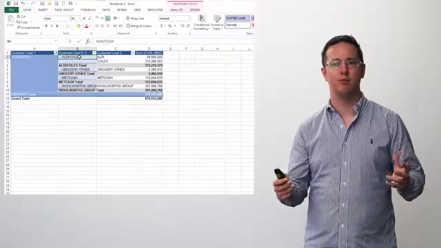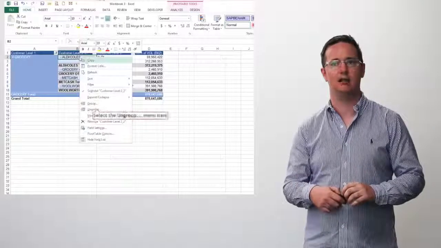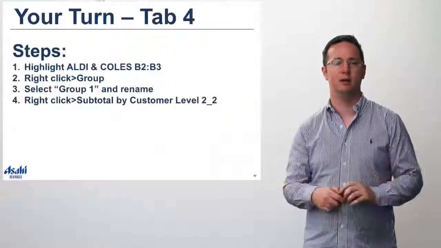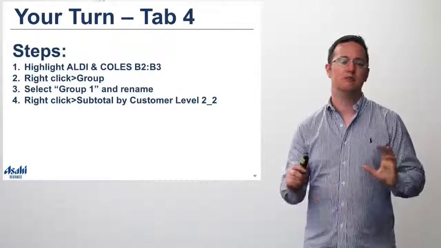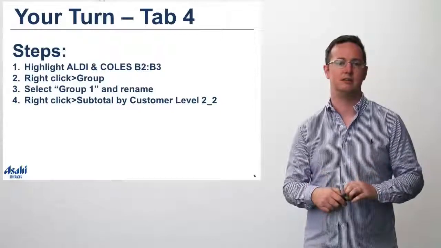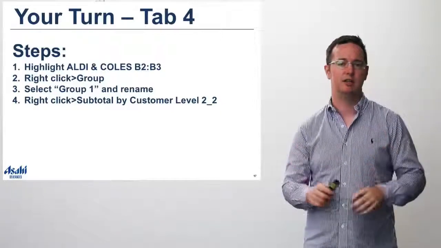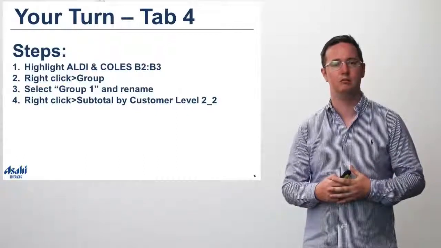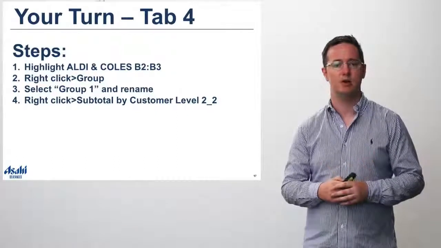Of course, we can remove it quite easily. Just go back to Aldi and Coles, right click, and ungroup, and it's disappeared as quickly as we put it there. So this is really good for doing quick and dirty analysis, to just merge two sets of data without having to touch the original data. So now on tab 4, the workbook that comes with it, it's your turn to have a go at custom groups.